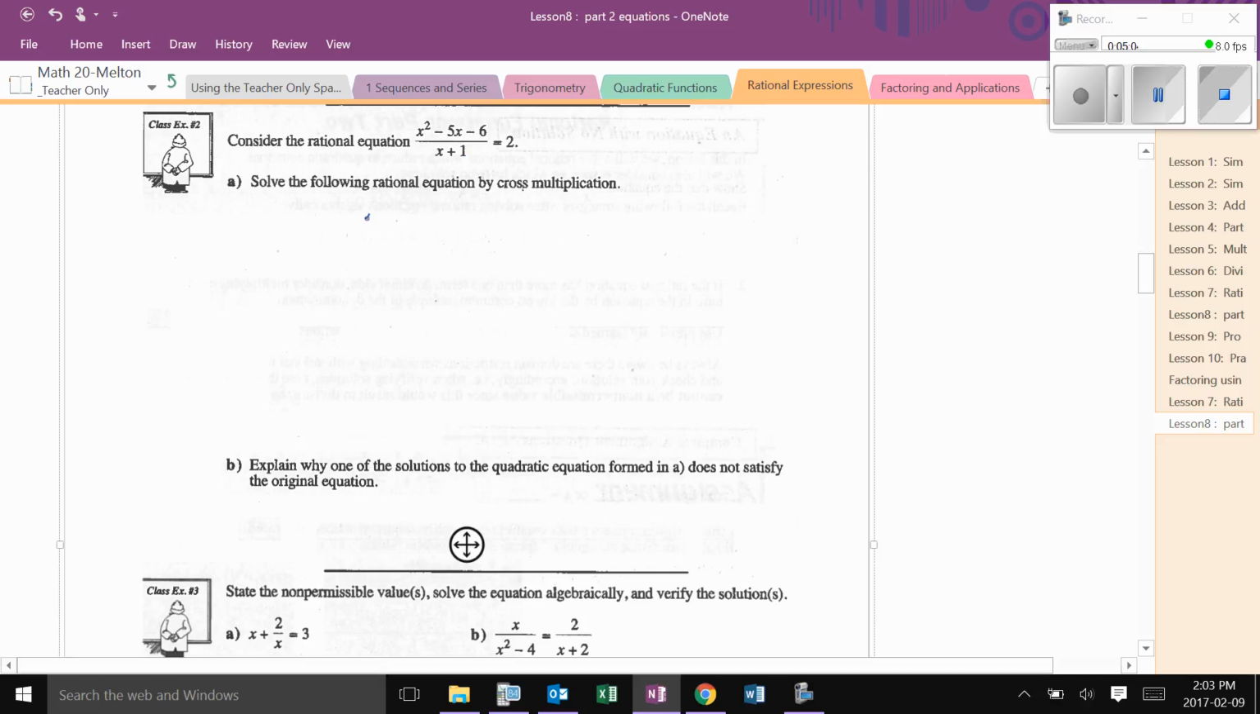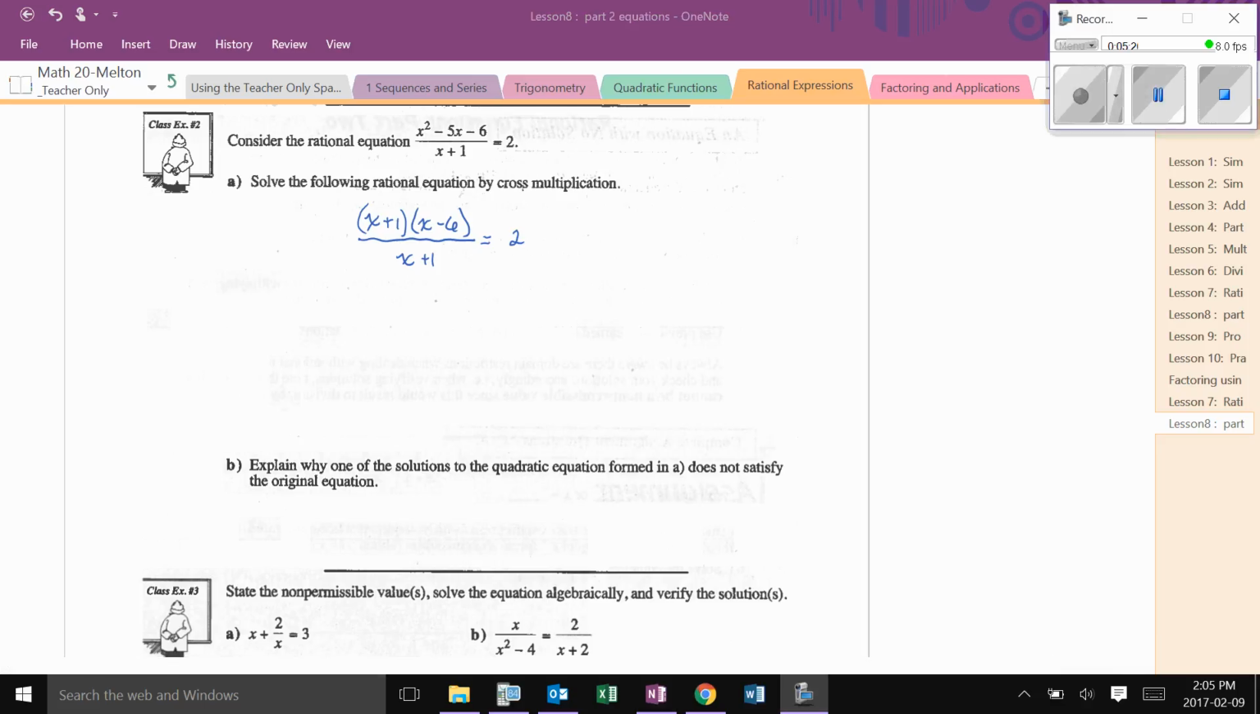So x squared minus 5x minus 6 factors to x plus 1 times x minus 6, all over x plus 1, and that equals 2. We can see here that nicely the x plus 1 simplifies itself, and so we're left with x minus 6 is equal to 2. Add 6 to both sides, so x is equal to 8. Our non-permissible value is x cannot equal -1, which it does not, so we're good to go.